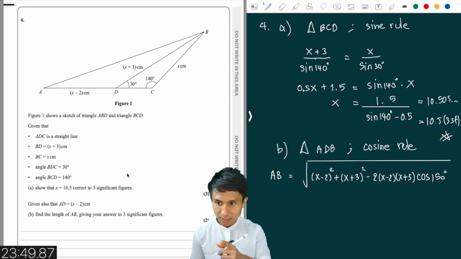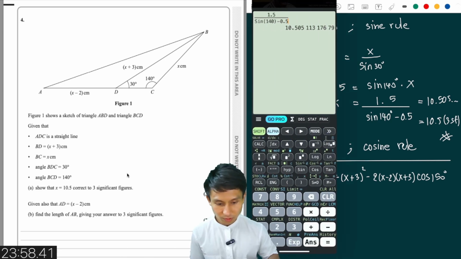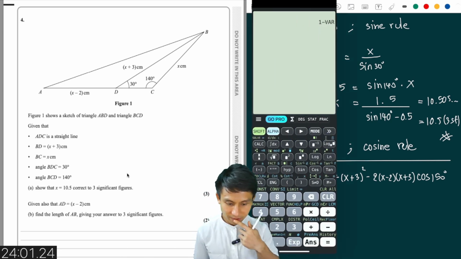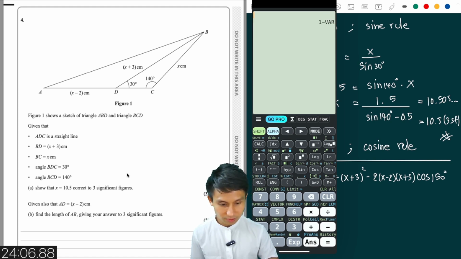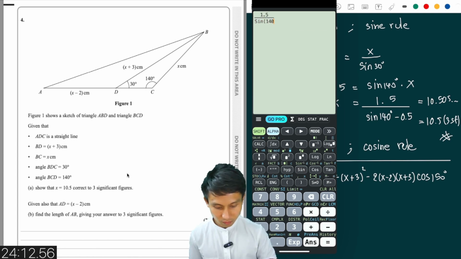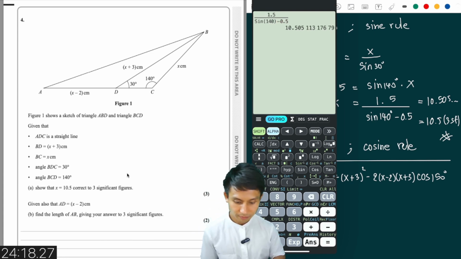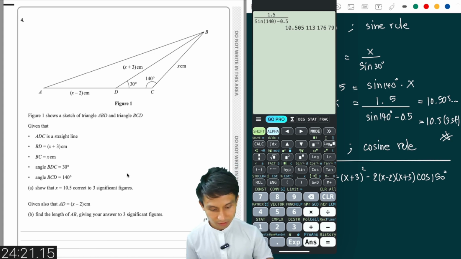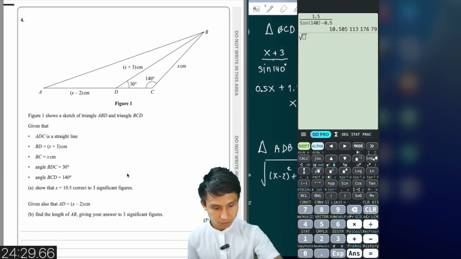Okay, because we are given that ADC is a straight line. Now, I'm just going to put my answer first, because I don't want to keep writing that long decimal all the time. Wait, hang on, that was not the answer. What was it now? 1.5 divided by sine 140 minus 1.5. Sorry, 0.5. I'm going to put that as an answer first, and then clear. So it's a square root of answer.